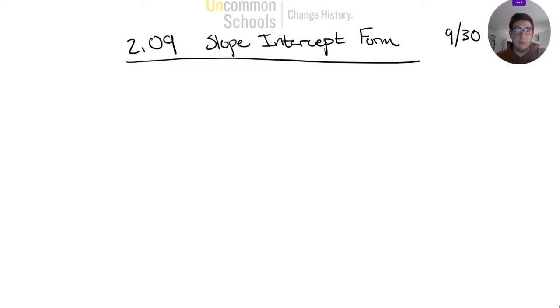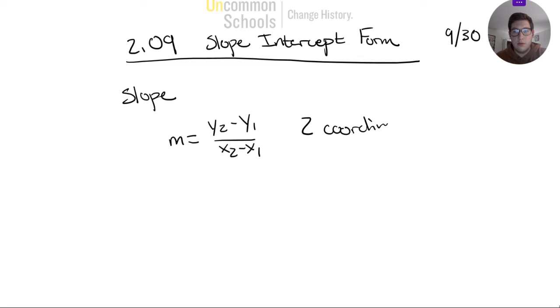One, slope, right? We're going to break this apart. Slope we have talked about quite a bit. We know that m is equal to y2 minus y1 over x2 minus x1, right? And so we also know that slope requires two coordinate points.